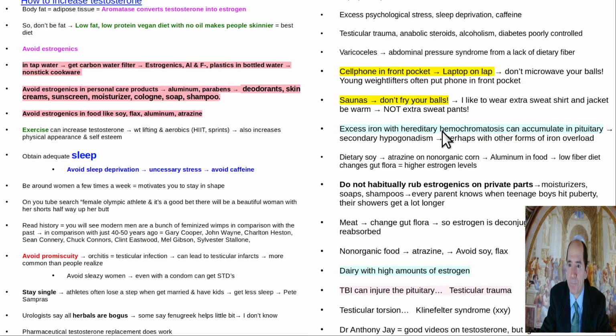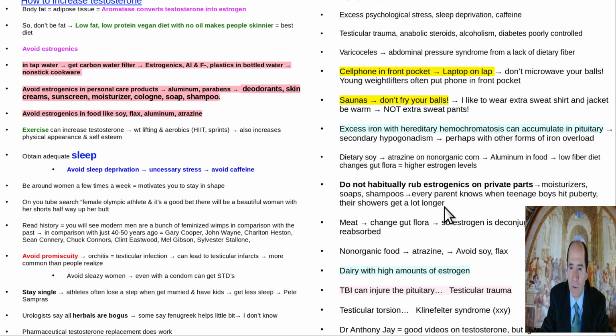Okay, let's see. Excess iron, well, that's kind of a more rare situation. We talked about soy and atrazine and corn being all bad things. Just keeping your food away from aluminum. Don't be rubbing estrogen on your private parts. Because if you're going to spank the monkey, don't be spanking the monkey with some type of lotion or something. Those things usually have 2 or 3 estrogens in them. Do it dry if you have to spank the monkey, okay?